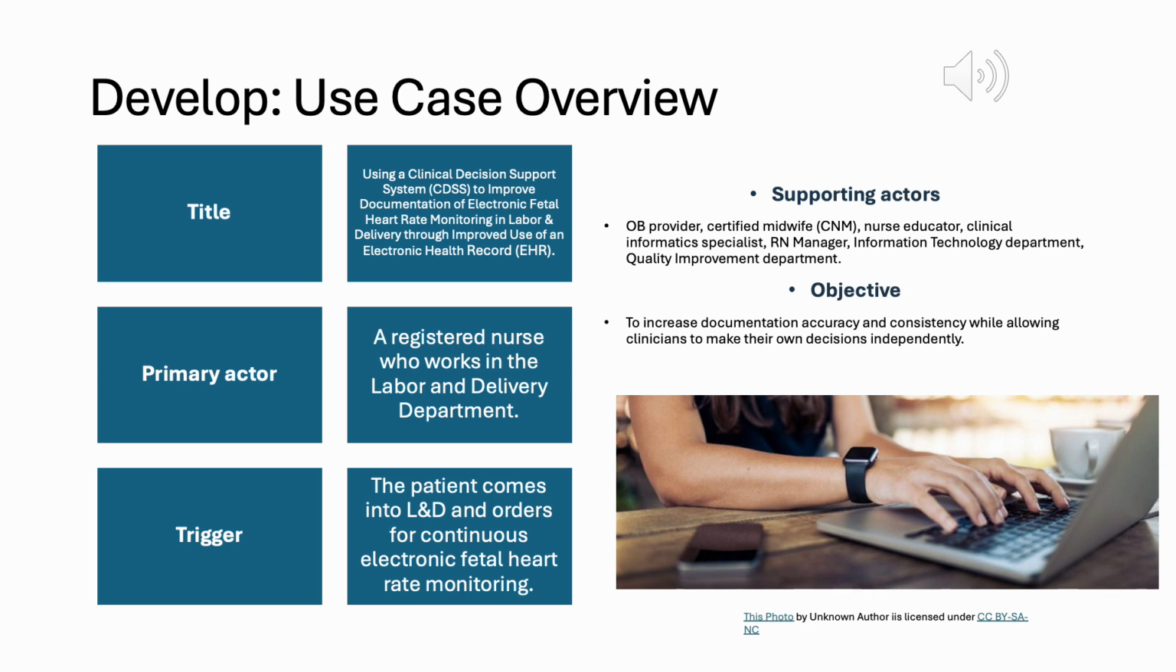Develop. Use case overview. Title: Using the clinical decision support system to improve documentation of electronic fetal heart rate monitoring in labor and delivery by improving use of electronic health records. The primary actor will be the registered nurse who works in the labor and delivery department. And also the trigger would be the patient coming into L&D and orders for continuous fetal heart monitoring.